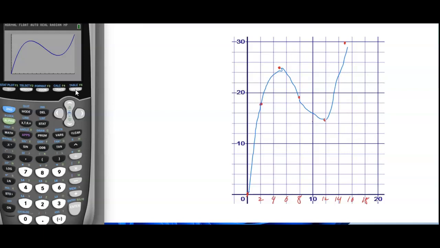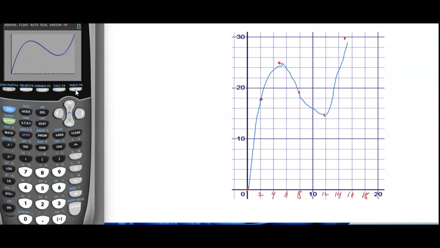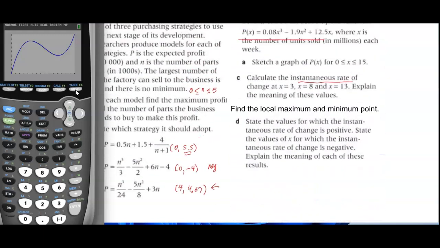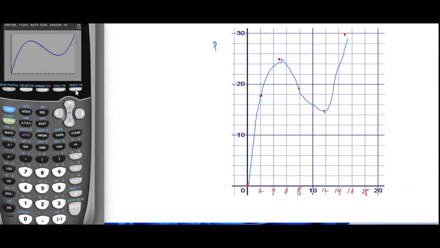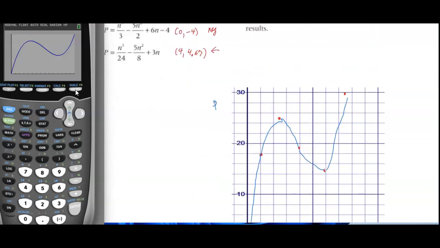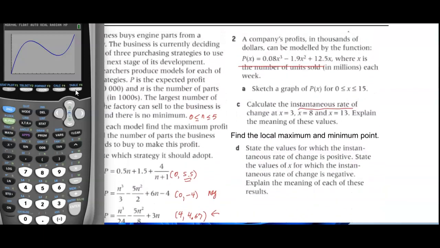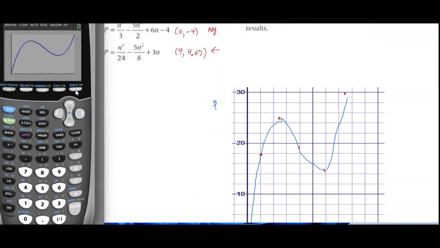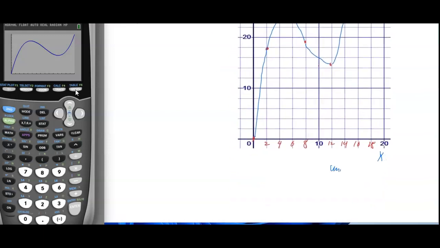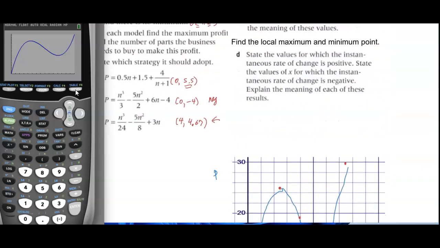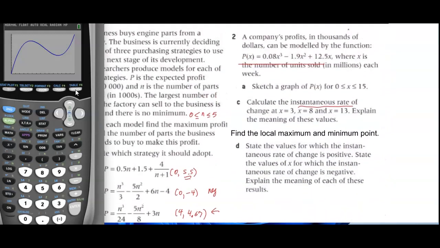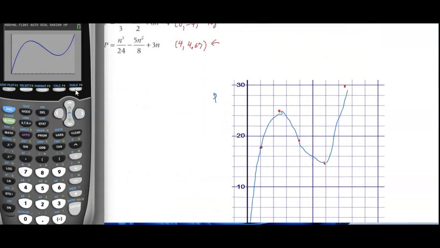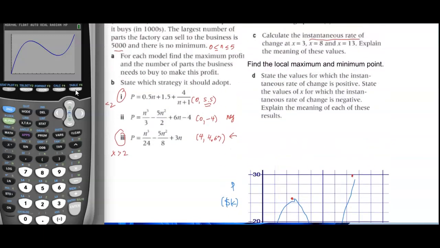Okay, yeah, pretty good. All right, let's see. Oh, by the way, let's label the axes. So this is P, and this is X. The profit, and X is the number of units sold in millions. Units sold in millions. And this is profit in thousands of dollars. Okay, profit.